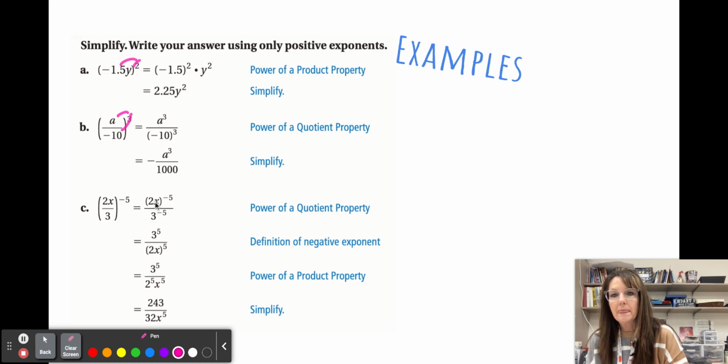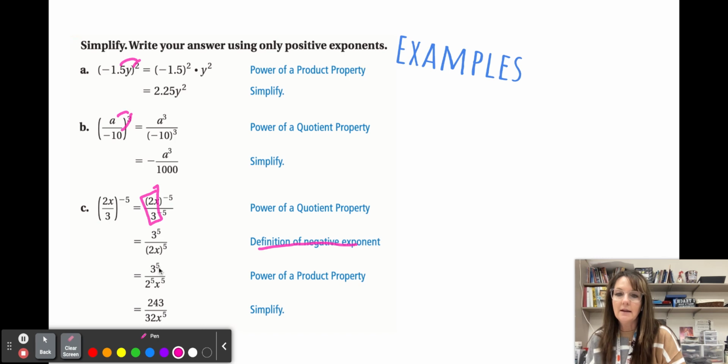Now look what happens here. We already know that this is negative, so we're going to take the reciprocal of this base right here. That's 3 over 2x. 3 over 2x is the reciprocal of 2x over 3. And then we can apply the positive exponents. Okay, that is how we deal with or define these negative exponents.